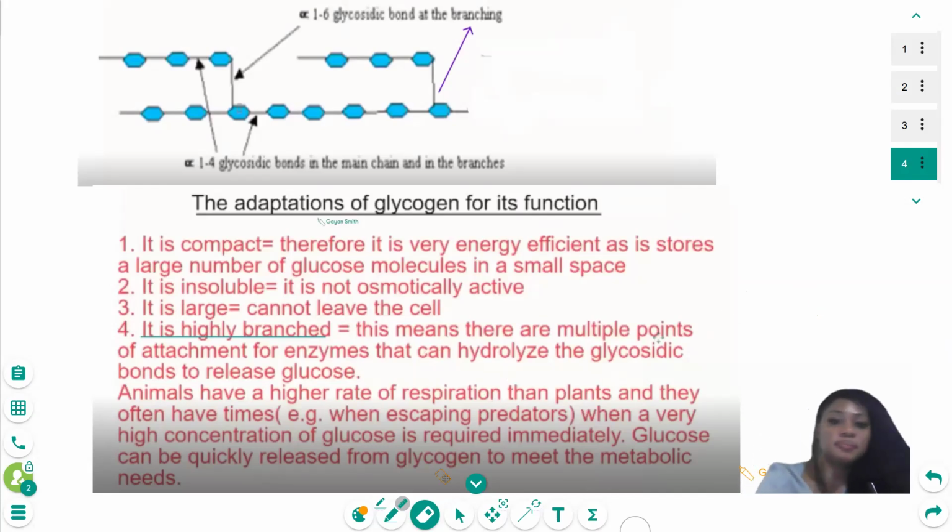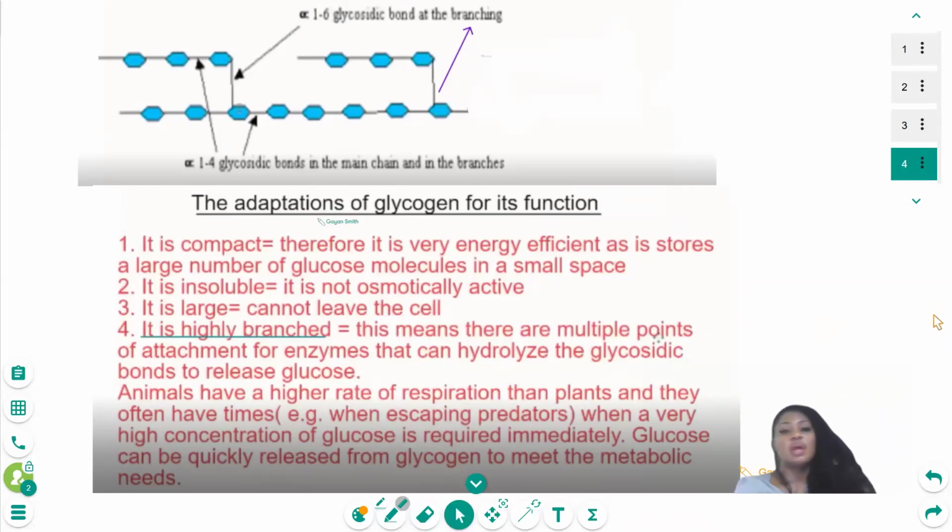The next thing is that it is insoluble. So it's not going to interfere with osmosis in the cell. It's large, so it cannot come out of the cell. It is very branched, so it means that there are multiple points of attachment for enzymes that can hydrolyze the glycosidic bonds to release glucose.